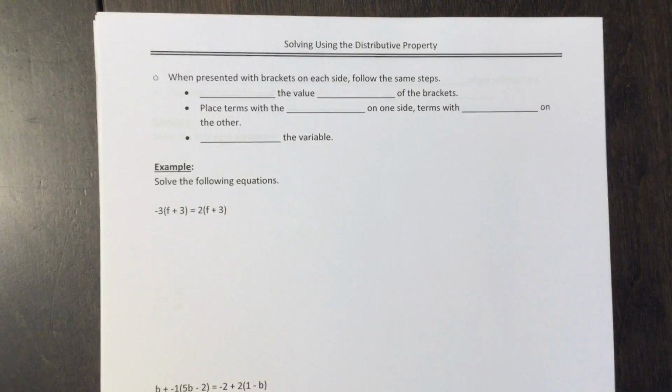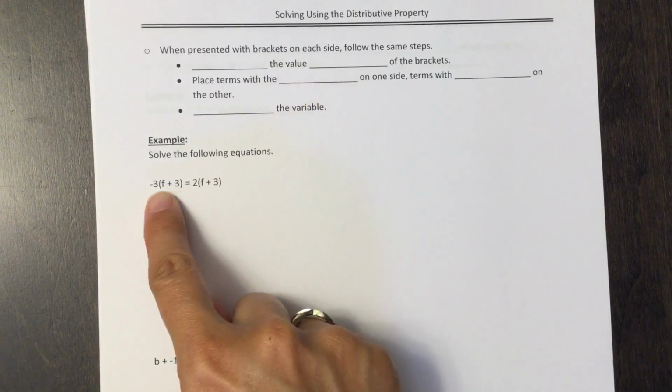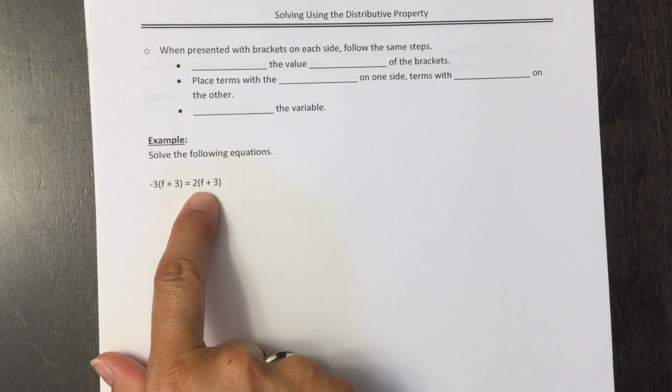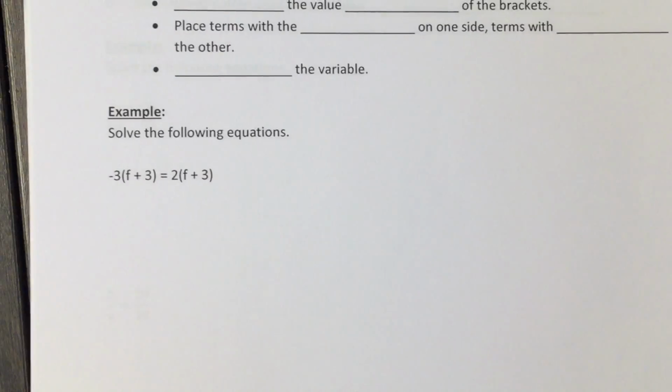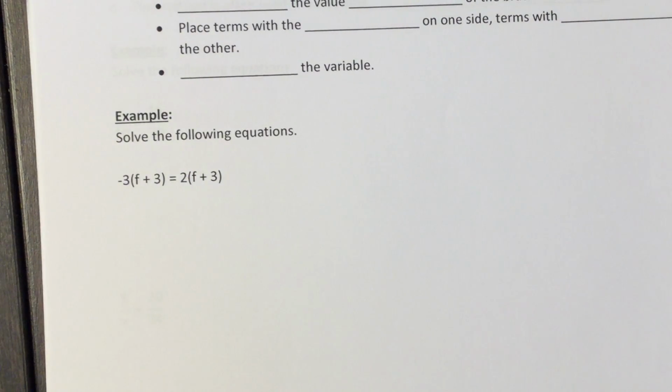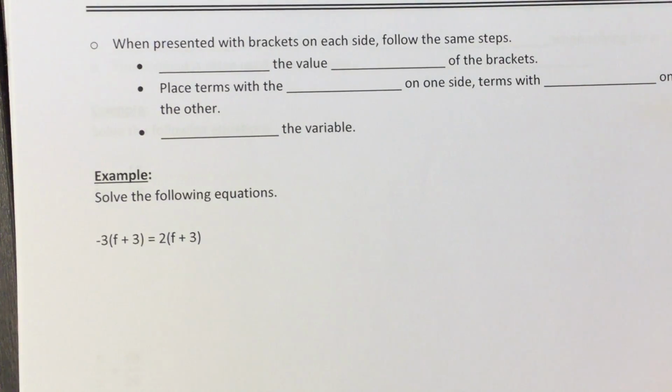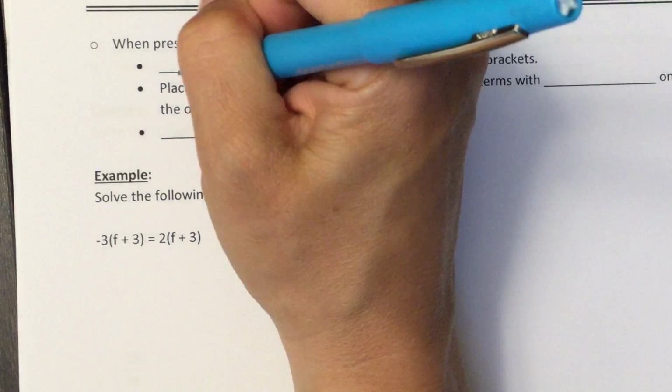Now here, these two equations, notice that we have more than one bracket on each side of the equation. So here we're definitely going to have to use the distributive property first, and then we can solve like we have been. Distribute, simplify, and then solve. So it says, when presented with brackets on each side, follow the same steps.